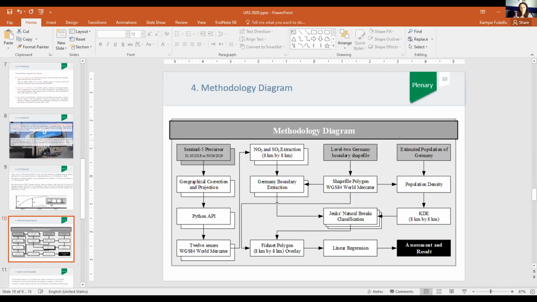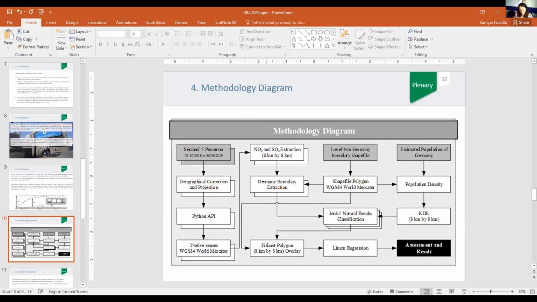Let me summarize my study. We have a literature review, but our main data source is the Sentinel-5 Precursor, which was launched recently, and we get the data for each of these emissions. With the use of a Python API, we try to apply geographic correction, and all the data are coordinated to the World Geodetic System 84 convention, and then we try to extract.